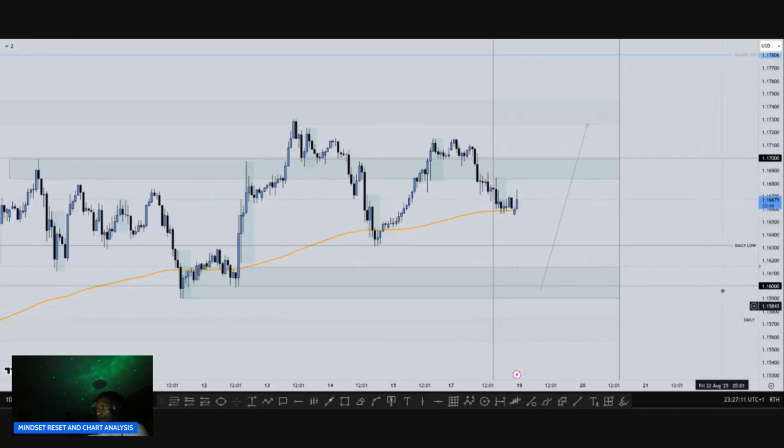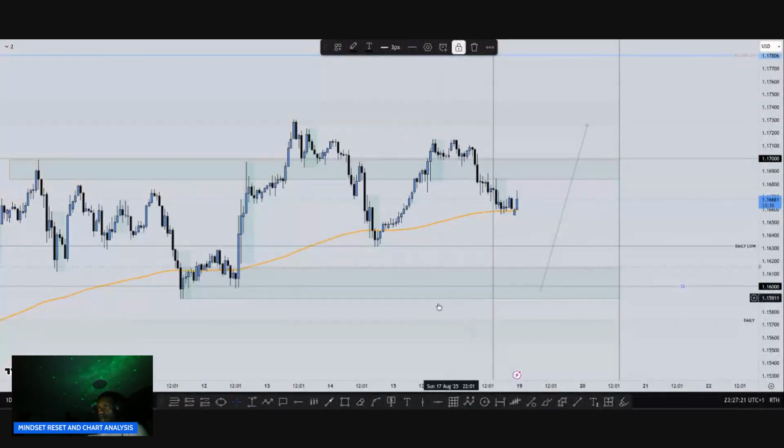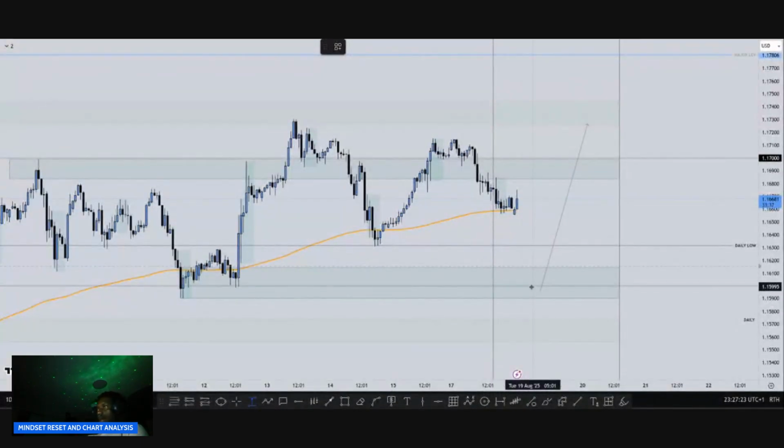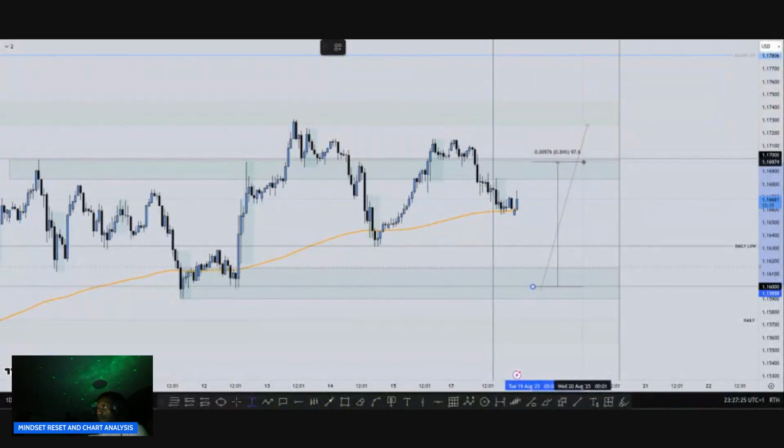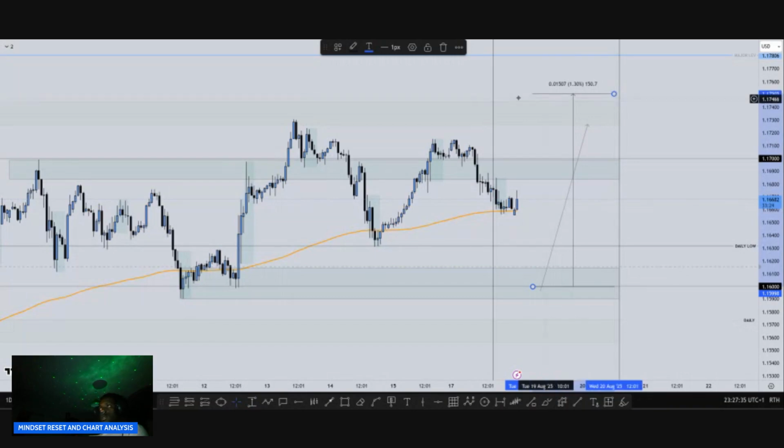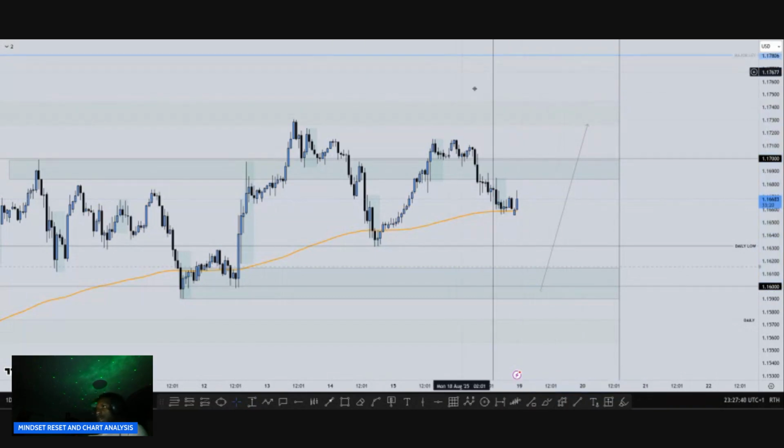We're just going to use this psychological level, 1.16, for our key area. So price should just trade above here. Once price gets here, we can see it move back into 1.17 or even further. To break this high, we can look at 1.17500. So that can be the next target, and that's a 150 pip target.